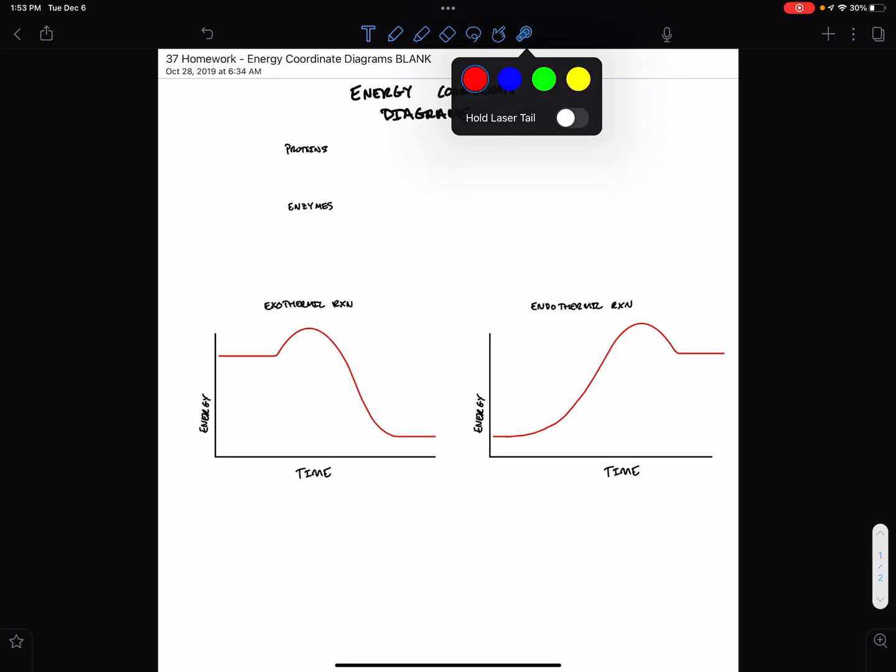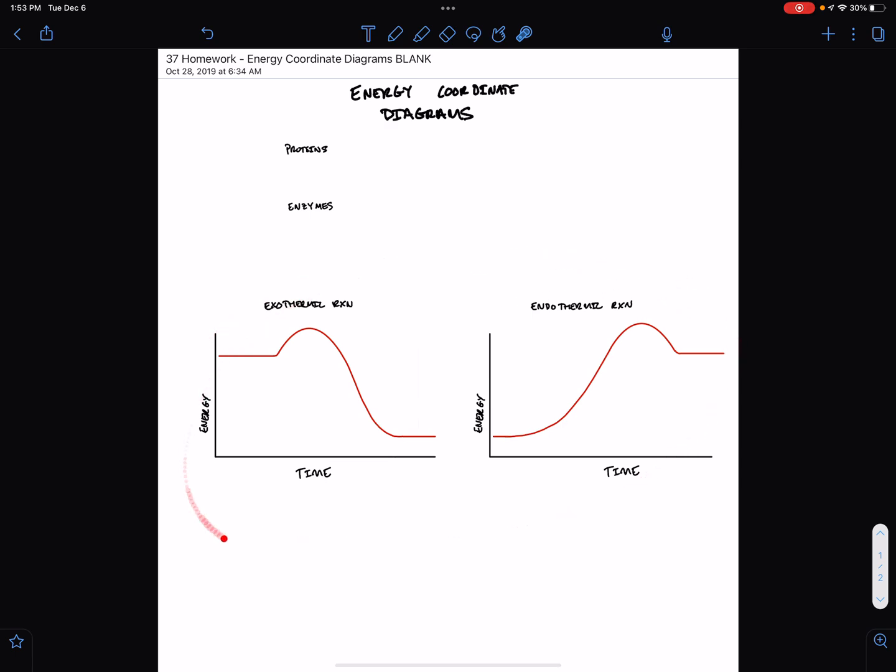Okay, energy coordinate diagrams. We are going to be discussing how reactions work and how we can visualize them in a graph. And that's going to be important because our whole unit, biochemistry, is all about the atoms that make up organic compounds, that make up all the structures in our body, and then how those structures are involved in the biological reactions that make life possible.